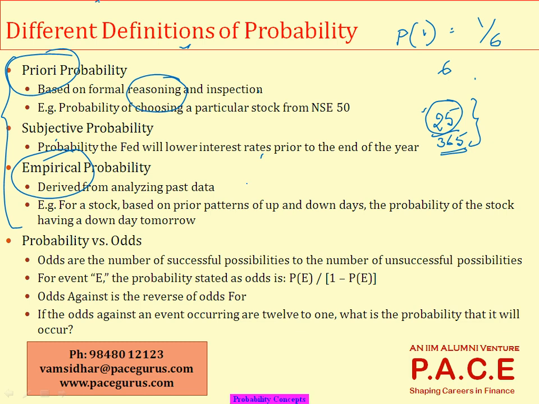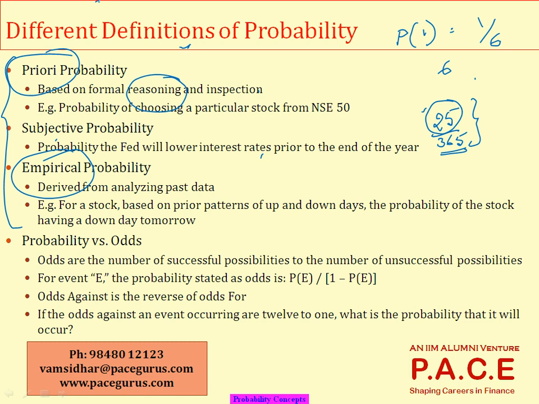So one, I can use my logic and reasoning, which boils down to a priori probability. Two, I can do the calculations from previous data by observing, and based on that arrive at the probability, which is called empirical probability. And three is subjective. I just use my gut feeling.